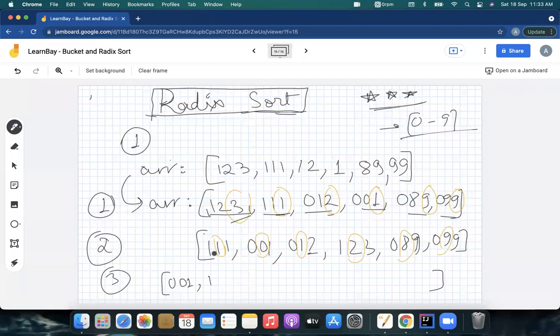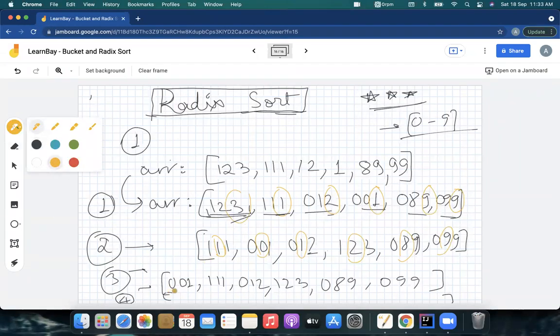What other numbers are there? 1 0 1 2 8 9. So 2 will be there, 123. What are the other numbers? 0 8 9 and 0 9 9. Right? And the last step is the next significant digit. So you repeat it as many times as the number of digits in the maximum number. It had 3 digits, so this is the first step, second step, and third step. You'll have your answer.